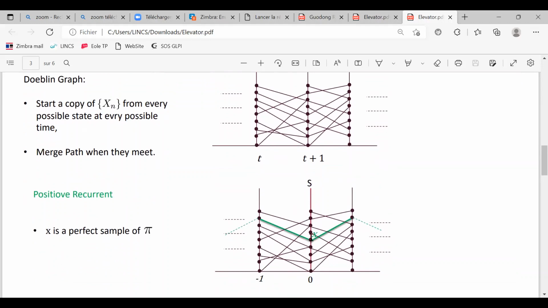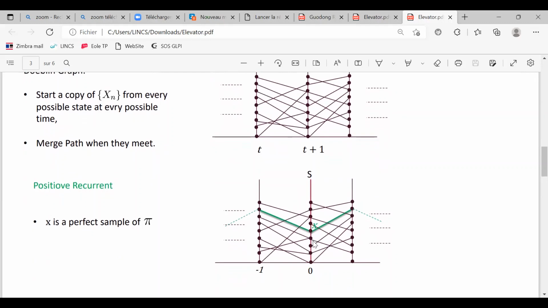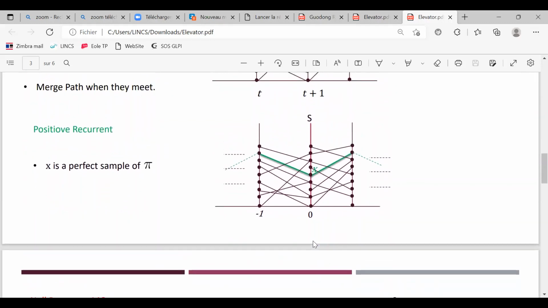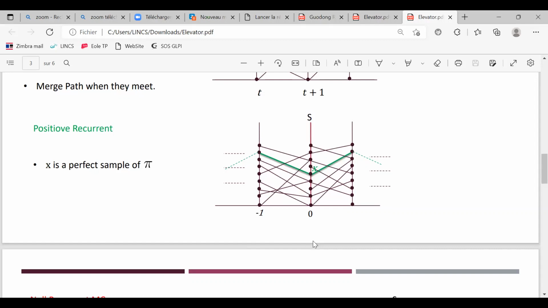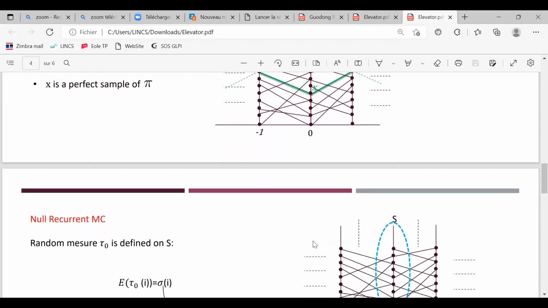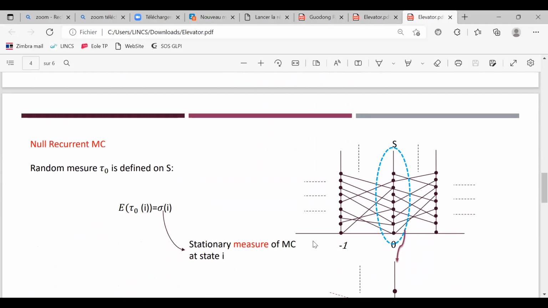When we start this algorithm, if it stops, it gives us this point in the positive recurrent case. In the null-recurrent case, we don't have a stationary distribution, so we don't have perfect sampling in the classical sense, but we can look at the same doubling graph and consider its properties in this case. We don't have the bi-infinite path anymore, but still we could look at the intersection of this graph with time 0.